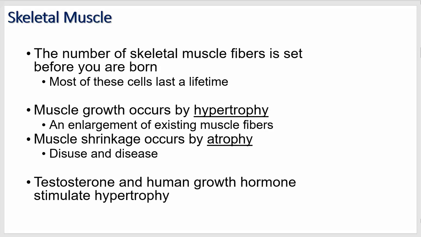So if you think, well, when I was a baby, I was a lot smaller and my muscles were little tiny things. Well, muscle growth occurs by hypertrophy, which is the increase in size. So an enlargement of the existing muscle fibers. And then shrinking occurs by atrophy, which is getting smaller, and if it gets to that point, then they could actually atrophy and die.